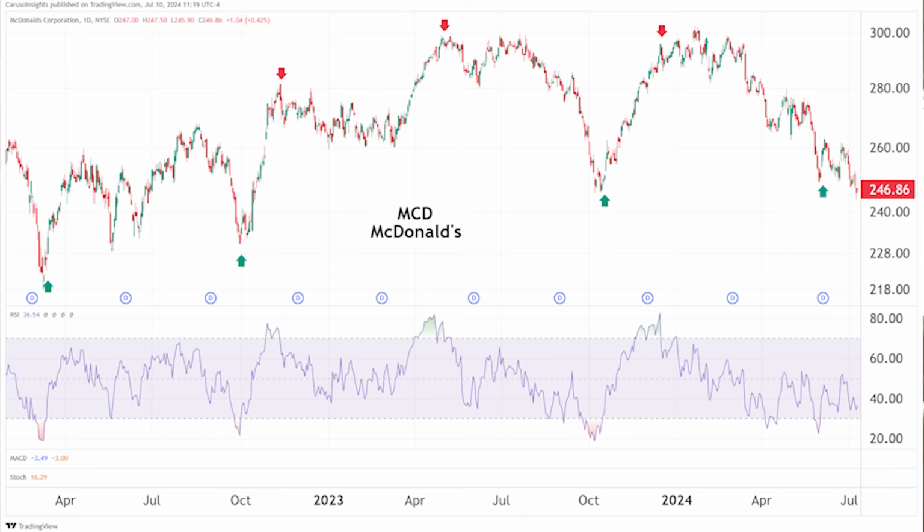Let's take a look at McDonald's as our first example. This you can see really is what is problem number one. The RSI in the bottom panel, which is the relative strength index, is probably one of the most popular price oscillators out there. And look at how perfect this looks with McDonald's. Every time it's oversold, the stock bottoms. Every time it's overbought, the stock peaks.